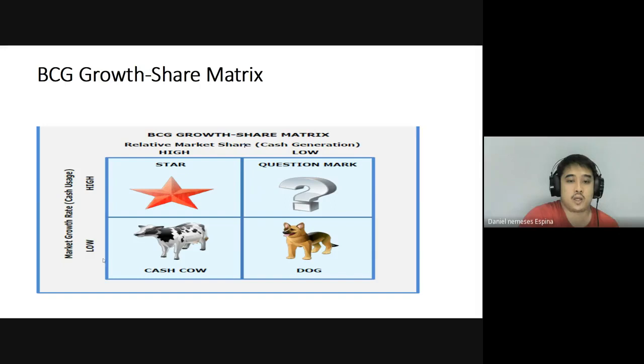And then the cash cow, the cash generated from the cash cow businesses or products will be used to fund the question mark businesses or products, and also to fund the star products or businesses. The question mark must be invested in, otherwise it will turn into a dog type of business or product. So that's how we use the BCG growth share matrix.